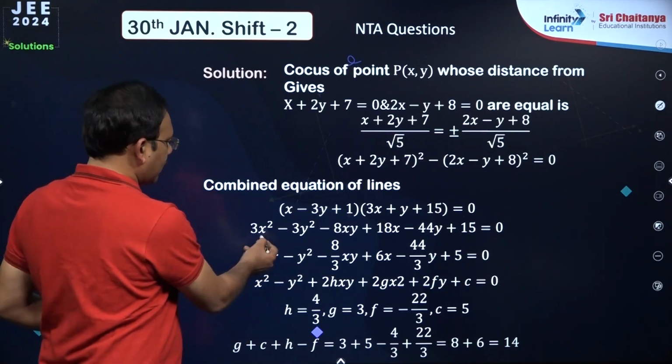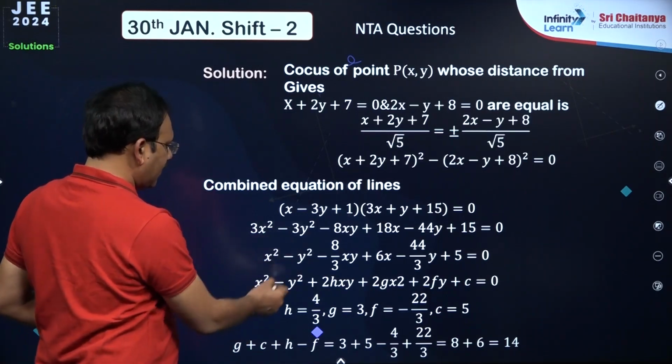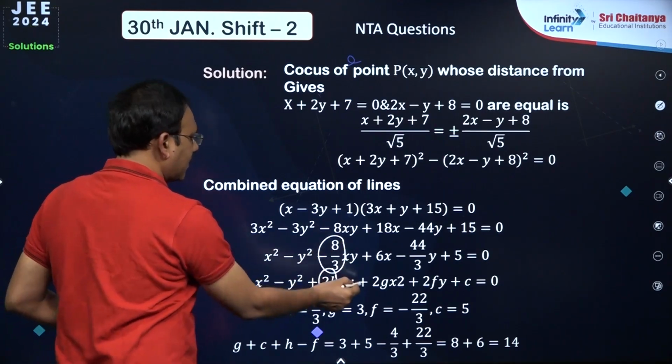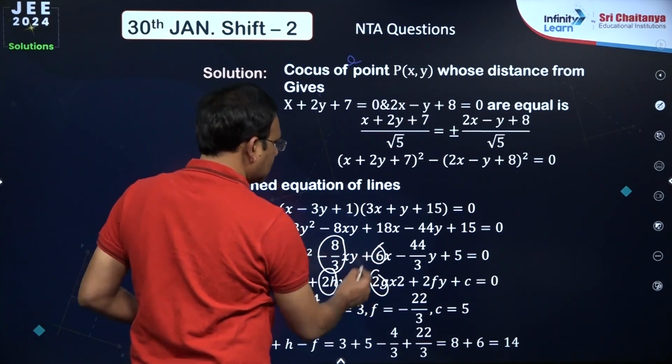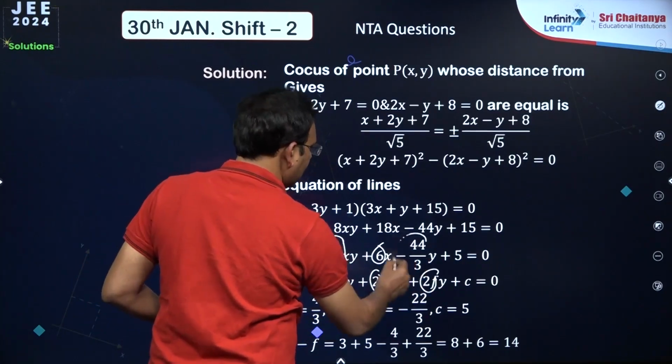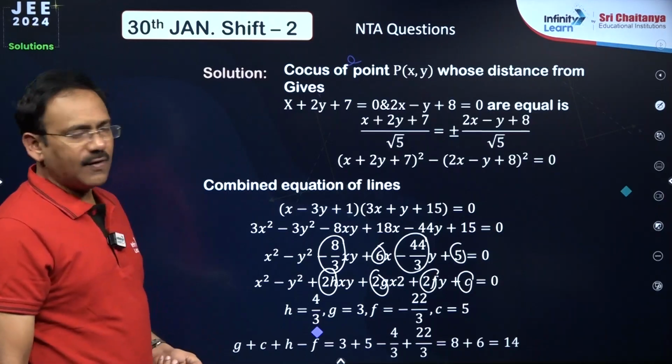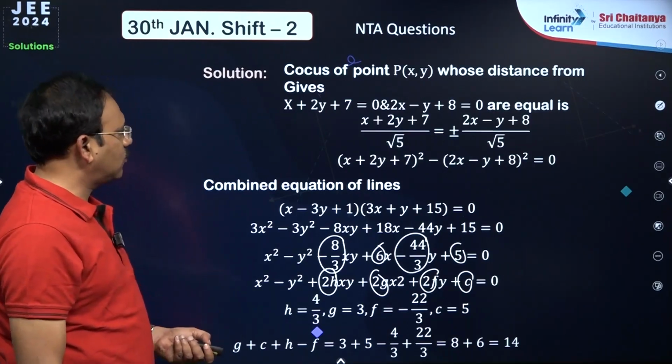So here the x square coefficient is 1. So divide by 3 and compare the coefficients. You get 2h value as minus 8 by 3, 2g value as 6, 2f value as minus 44 by 3, and c value as 5. From this you just substitute the values, and you will get the final answer to be 14.